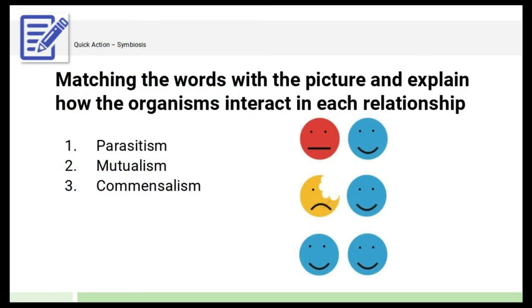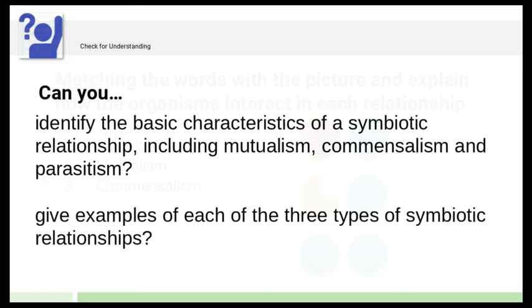So here, generally what we'd do is we'd have a printout, paper copy of this for you, and you would match these up. So parasitism, mutualism, and commensalism. The first row where the red and blue smiley face, that is commensalism. The yellow and blue smiley faces are parasitism. And the last row there is mutualism. If you need to go back and look at those again and the explanations, please do so.